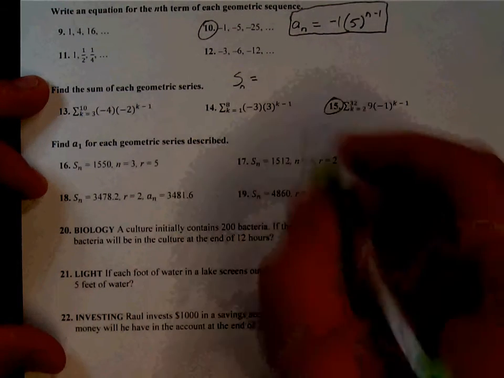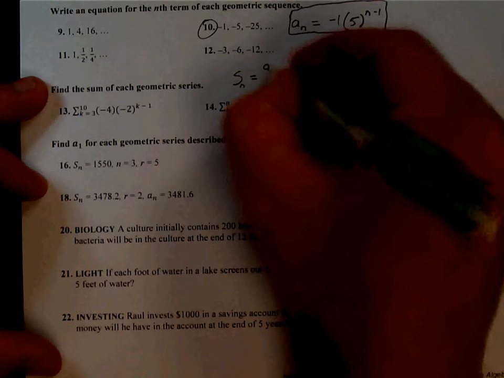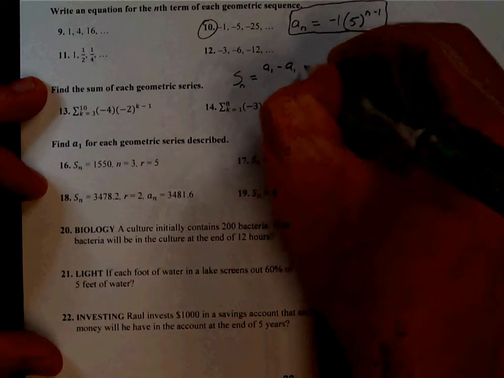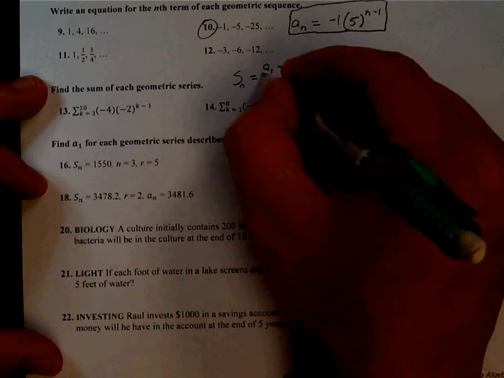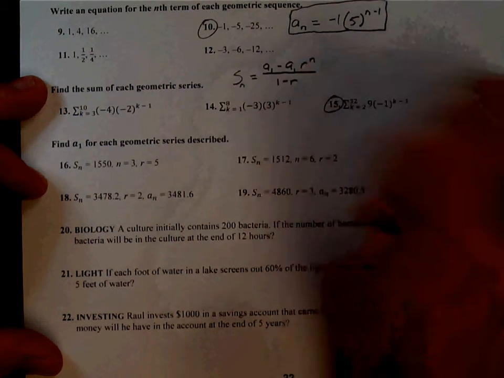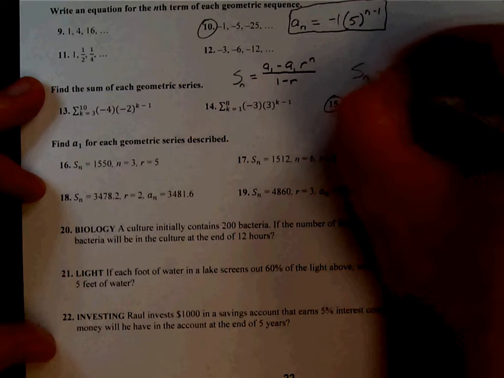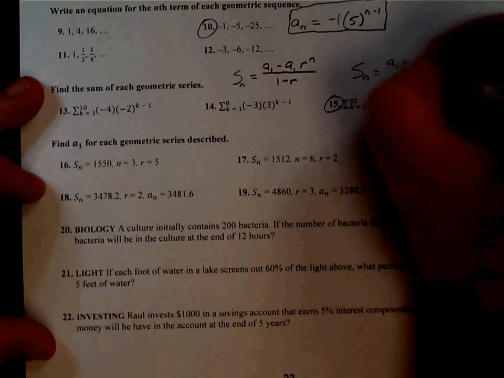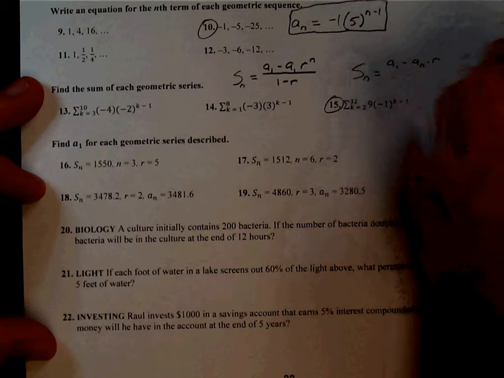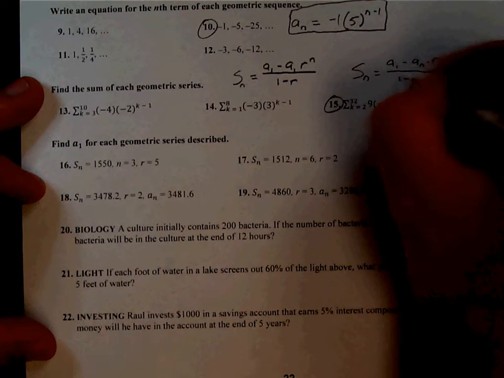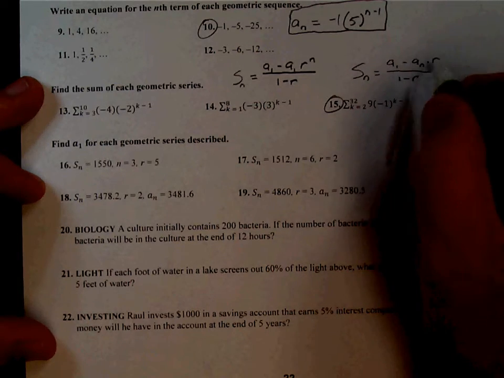Depending on what information we have, we can use a sub 1 minus a sub 1 times r to the n over 1 minus r. Notice that one doesn't use a sub n. That's the advantage to that one. The other one is a sub 1 minus a sub n times r over 1 minus r. That one uses a sub n, but it doesn't use n.